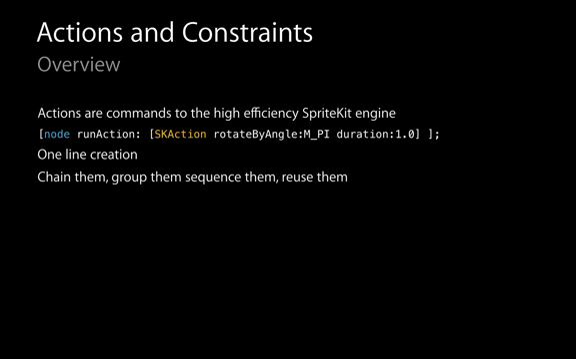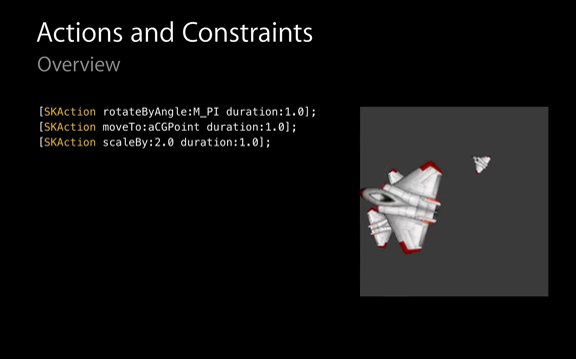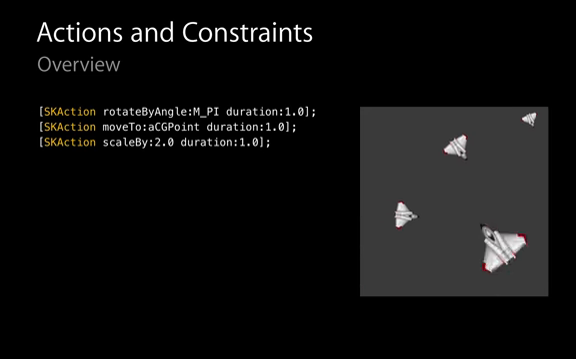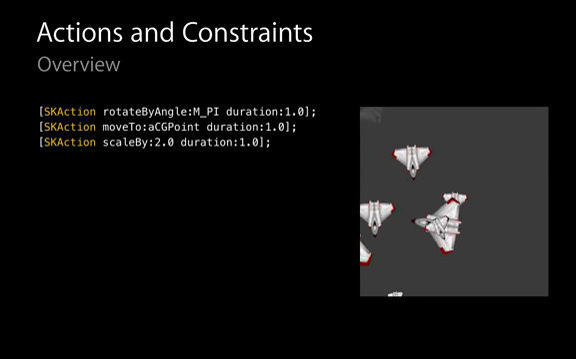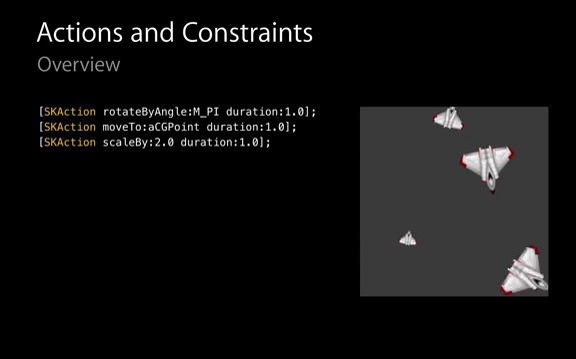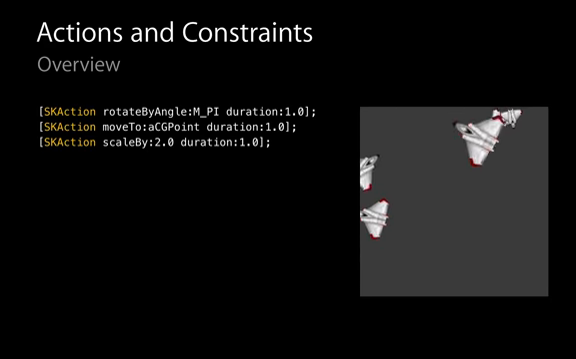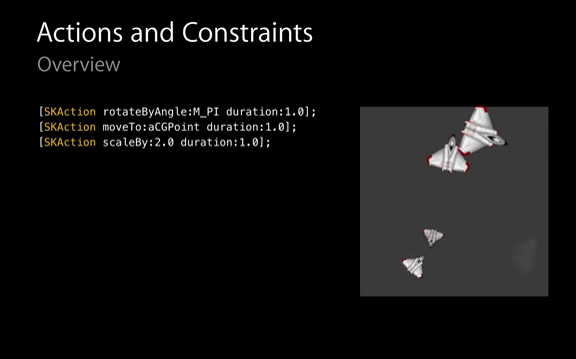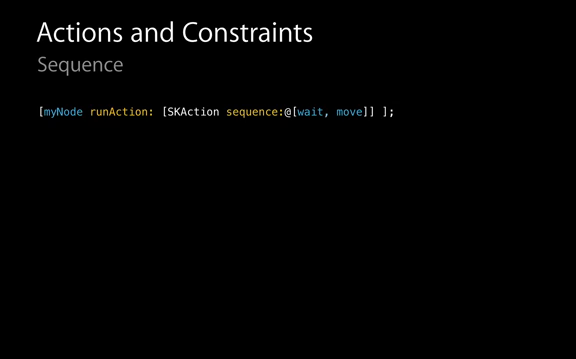So make an action. Here, I've got a node, and I'm going to rotate it by pi for 1 second. You can chain them, group them, reuse them. Here are my little airplanes that you might all be familiar with. They're rotating continuously for a period of a second, moving around, and scaling. It's really simple to set this stuff up. The execution engine is ticking it over. It's almost free. It's great to let the SpriteKit engine do this stuff for you rather than coding it all up in your update.